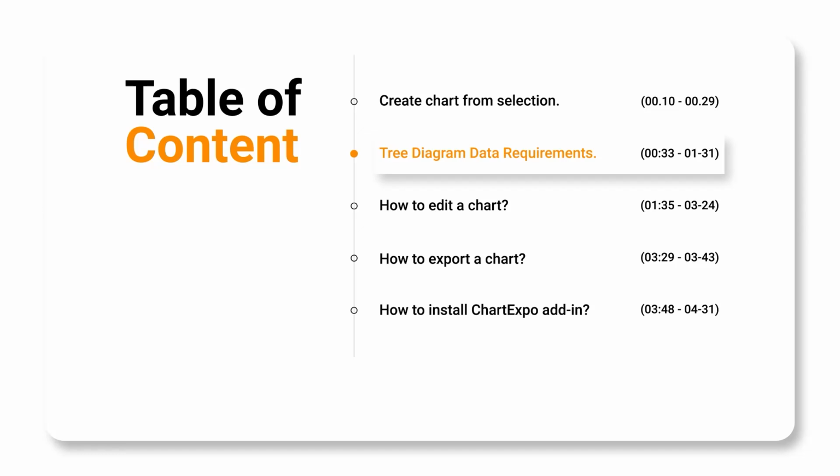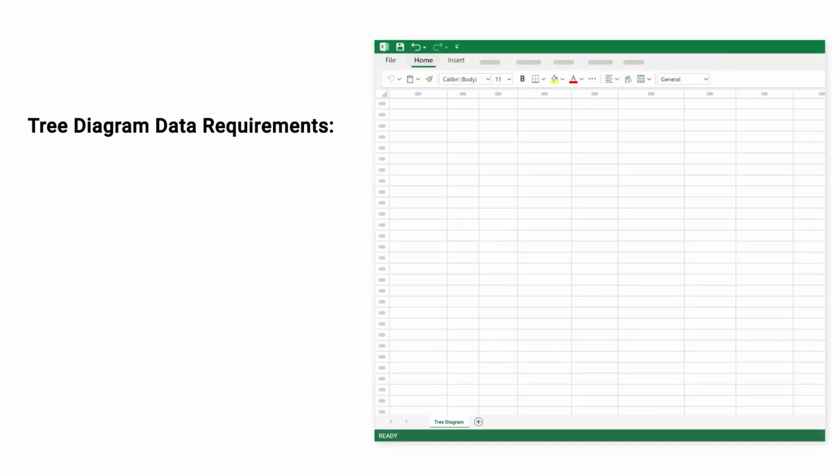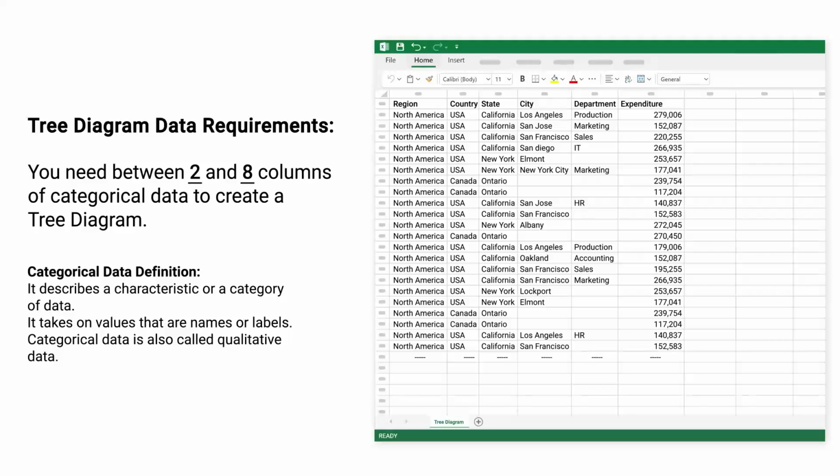Tree diagram data requirements. You need between 2 and 8 columns of categorical data to create a tree diagram. Categorical data definition: it describes a characteristic or a category of data. It takes on values that are names or labels. Categorical data is also called qualitative data.